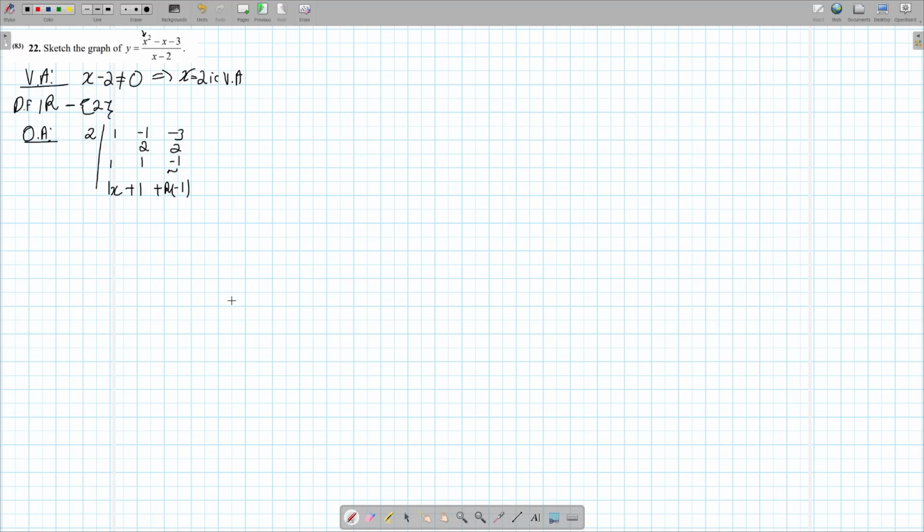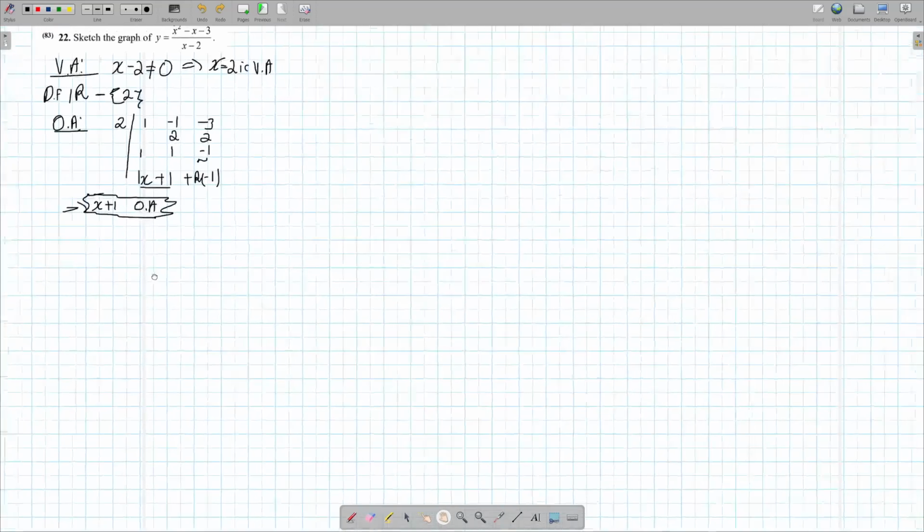I always ignore the remainder. You never care about the remainder in oblique asymptotes. You care about this part. So that means x plus 1 is the oblique asymptote. And you guys know x plus 1 isn't a horizontal or vertical line. It's an oblique line. It's a line that goes like this. Okay? Actually, to be specific, it goes like this. Anyway, we found our domain definition.